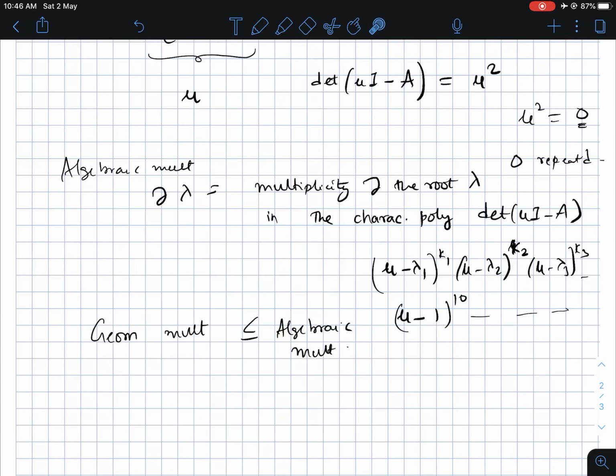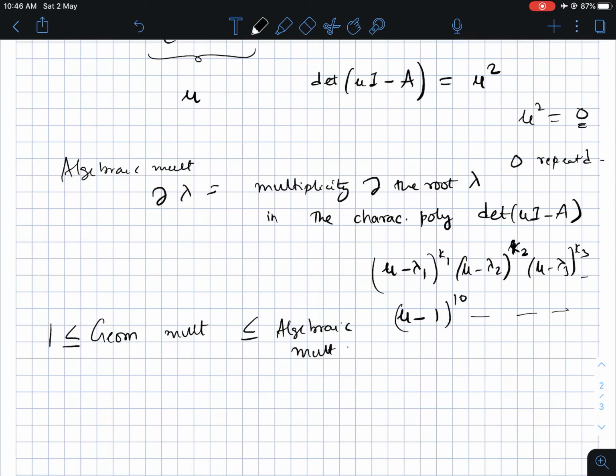So it could have 10 eigenvectors as in the case of a symmetric matrix, or maybe it could have 8 eigenvectors or 7 or 6 or whatever. It could even have 1 eigenvector. Okay, but in fact it will have at least 1. So it will have 1 less than or equal to geometric multiplicity less than or equal to algebraic multiplicity.